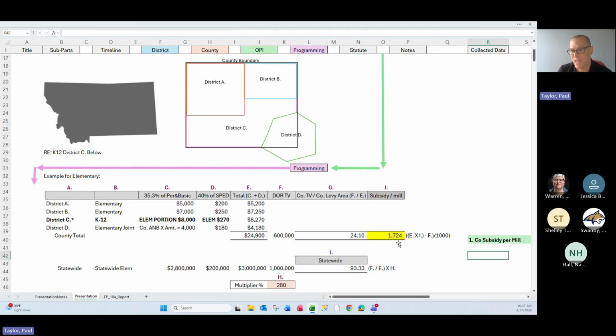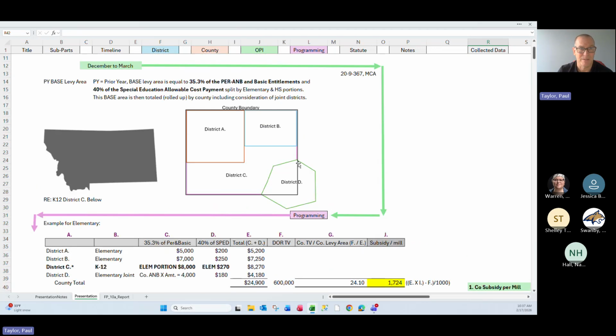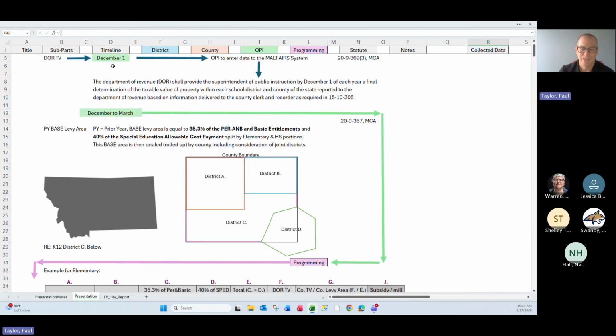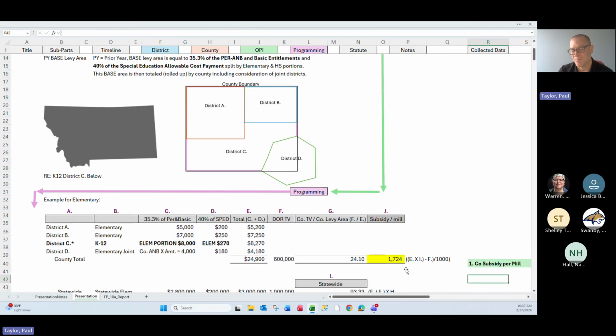So why can't I just pay it when I say I'm doing this, why can't I just pay that in December to March? And the answer is it's not paid on the taxable value that I received in December. It also can't be paid because it's going to be paid on the taxable value that's going to be received in the upcoming August.